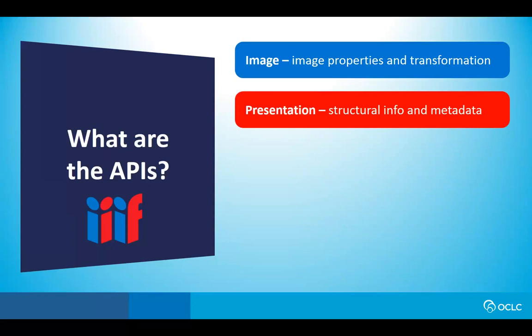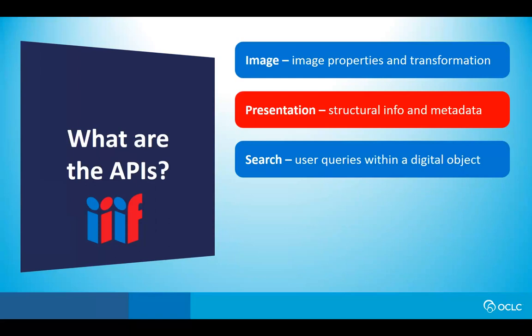Then, of course, you have to know something about the record. An image in a vacuum isn't very helpful. So there's a presentation API, which defines some structural information about the record. If it's a simple image, maybe there's not a whole lot to describe there. There will be some minimal metadata included, so that you have a title. You want to have something to put into your UI. You can also use the presentation API to describe complex documents, like multi-page materials, so you can have all of that structural information.